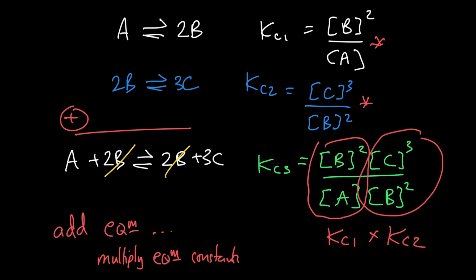So pretty awesome. Adding equilibria, you multiply equilibrium constants. We saw that multiplying equilibrium reactions, we raise the equilibrium constant to that power. And when we reverse an equilibrium reaction, we invert the equilibrium constant. So now we are experts at manipulating equilibrium constants.